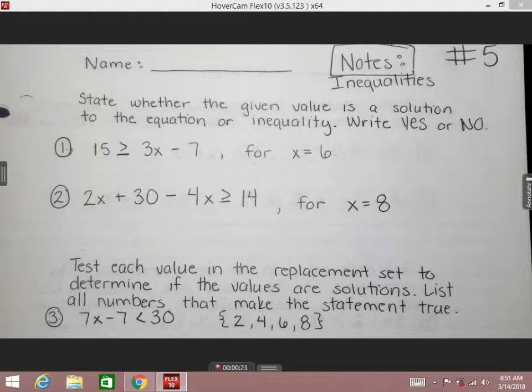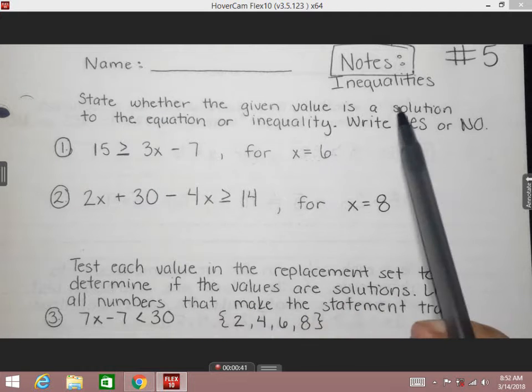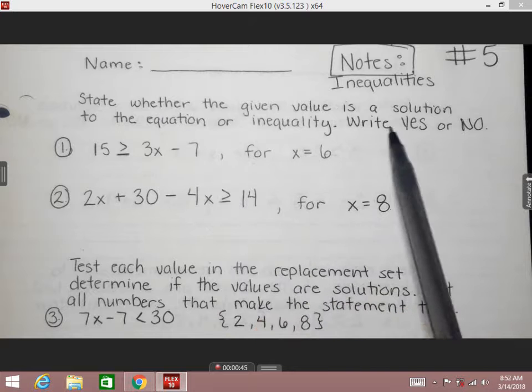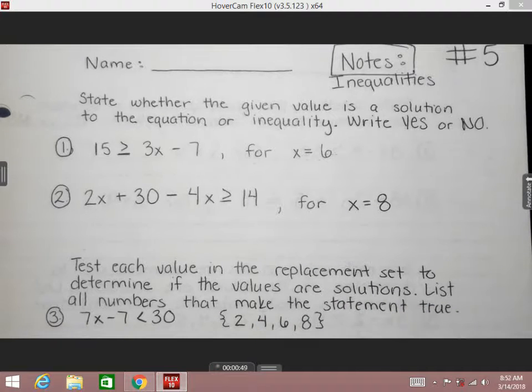All right? Okay, so what we're going to do today, it's going to look like we're doing a lot of different things. But guys, all we're doing is taking the knowledge that we've learned about algebra for the past 3 weeks, and we're going to apply it to these inequalities. So if I look at this first example, it's saying state whether the given value is a solution to the equation or the inequality. And we're just going to write yes, it works, or no, it doesn't work.